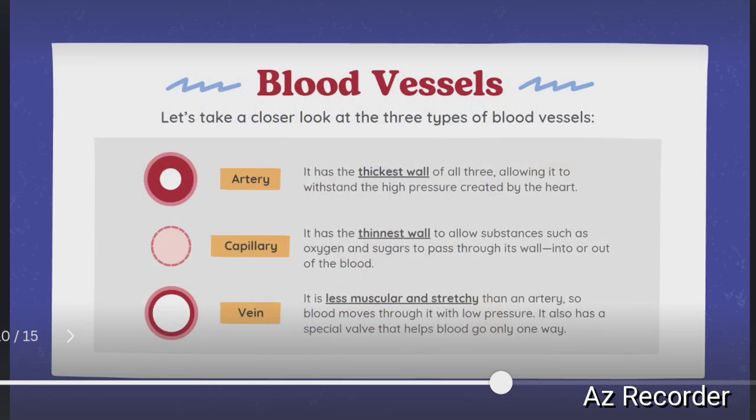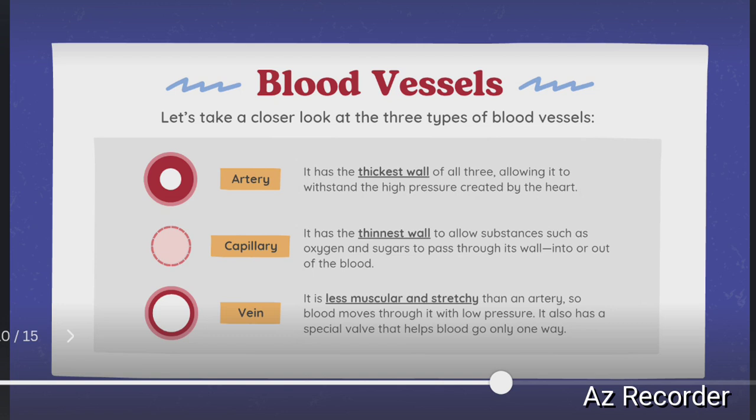And next are the blood vessels. The blood vessels are arteries, capillaries and veins. Arteries carry blood away from the heart. What is the main feature of arteries? They have thick walls and no valves are present.